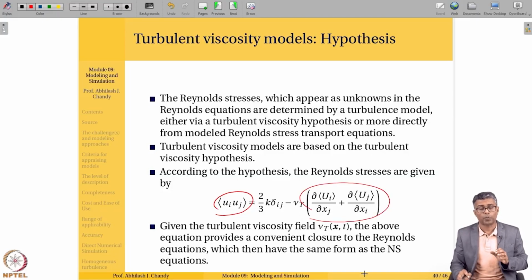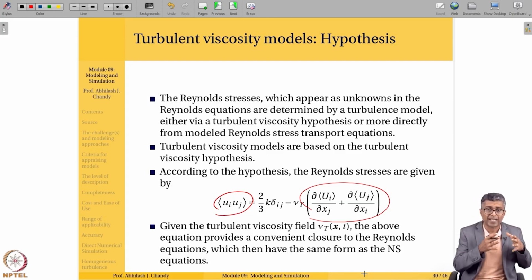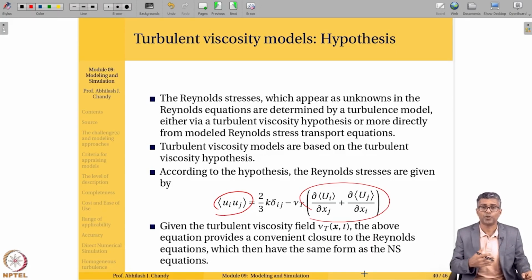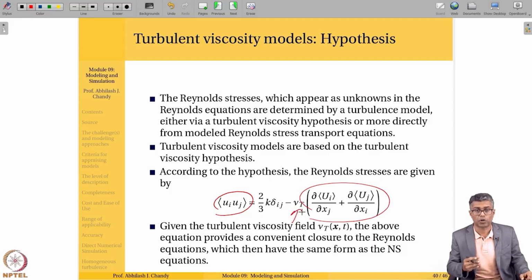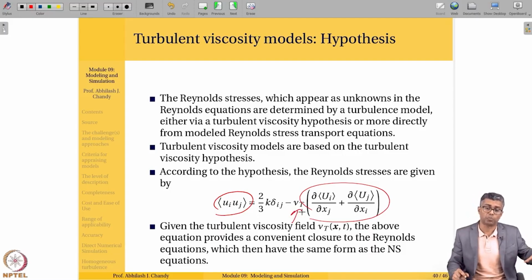So here what we are saying is that if you can estimate the Reynolds stress as a function of the mean strain rate, then you can achieve closure. You still have the matter of specifying what the turbulent viscosity is. That is where the turbulence model comes in. The specification of the turbulent viscosity comes in through the turbulence model.